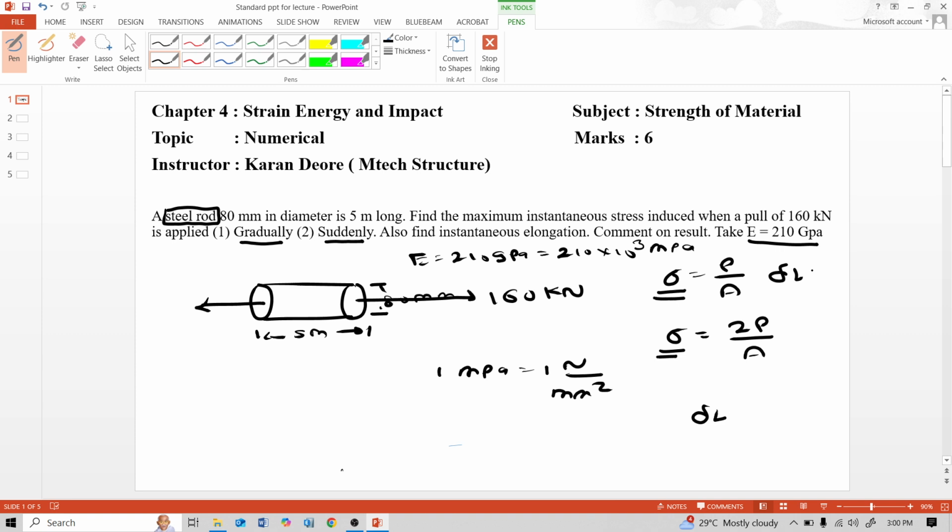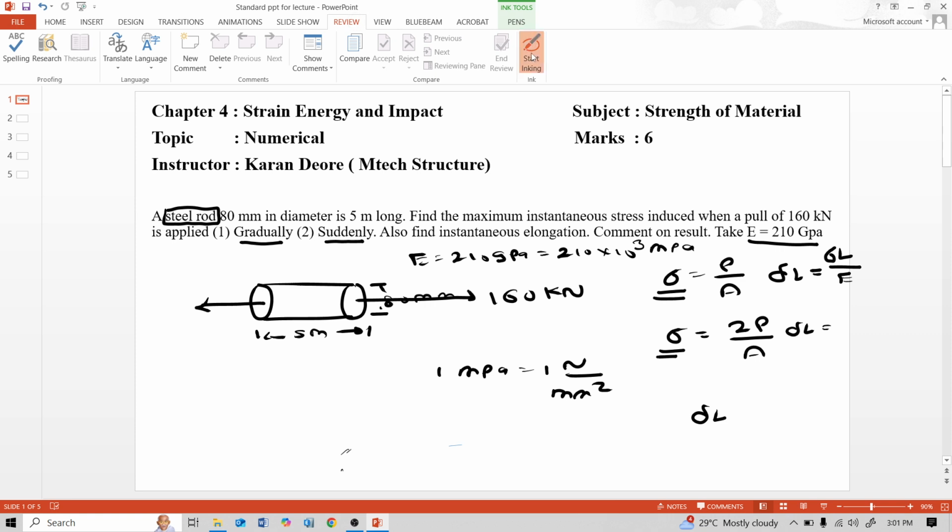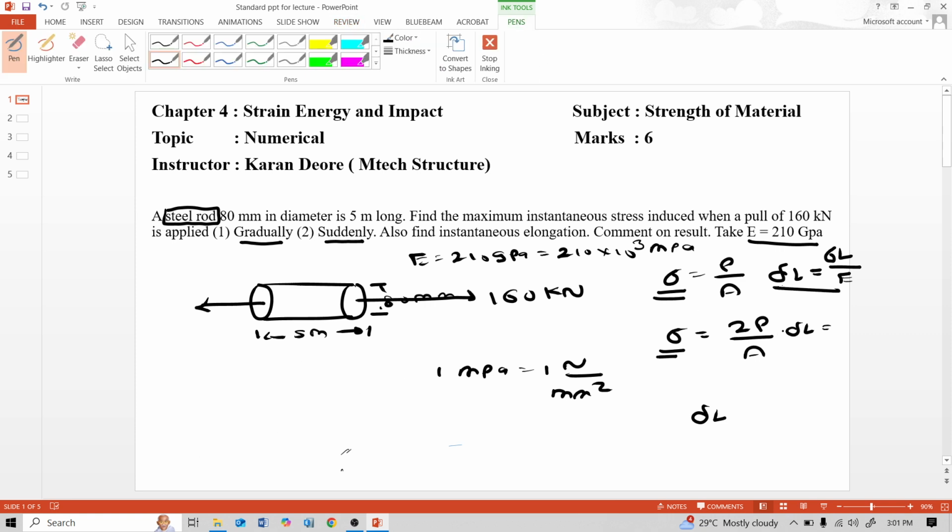Delta L for this is different and delta L for this is also different, because the delta L formula is sigma L upon E. Modulus of elasticity E is equal to stress upon strain, that is sigma upon delta L upon L, where delta L upon L is change in length upon original length. So the change in length is equal to sigma L upon E. Due to this sigma, both delta L change.